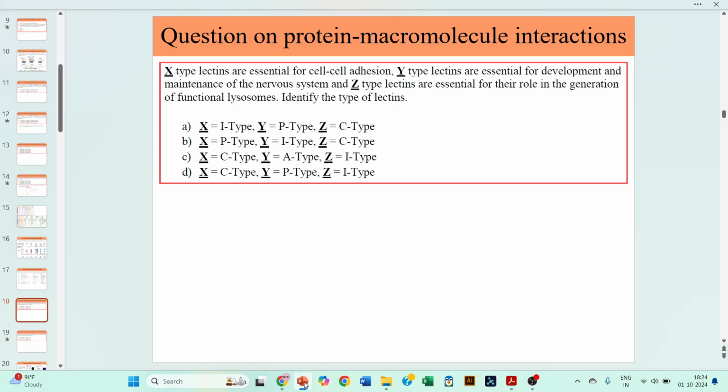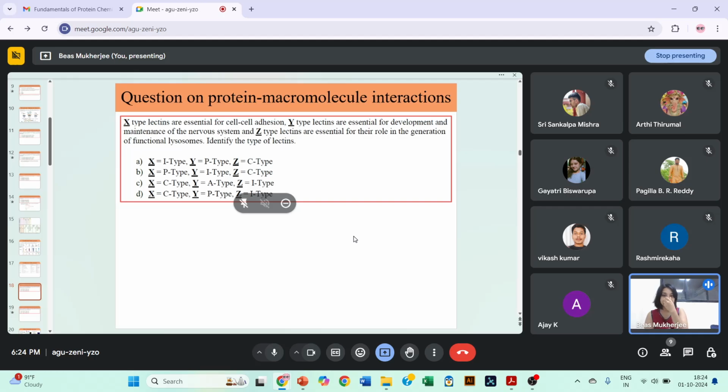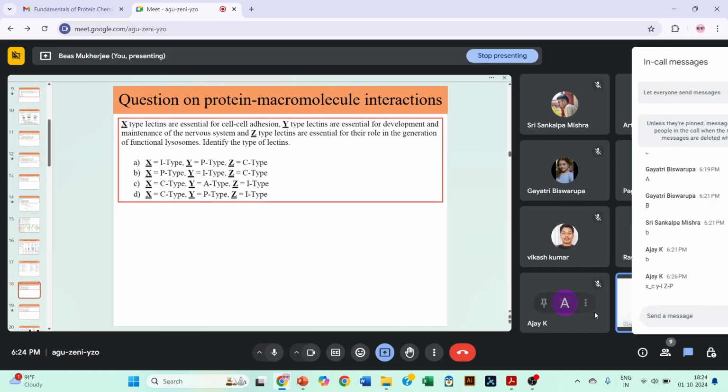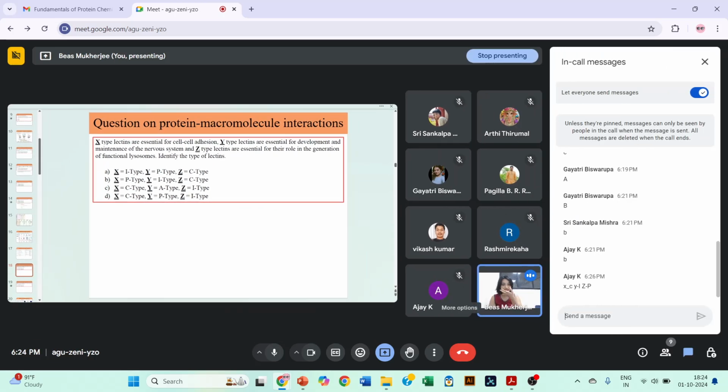So, X type lectins are essential for cell-cell adhesion. Y type lectins are essential for development and maintenance of the nervous system. Z-type lectins are essential for their role in the generation of functional lysosomes. Identify the different types of lectins. X is C, Y you are saying is I, and Z you are saying is P-type.